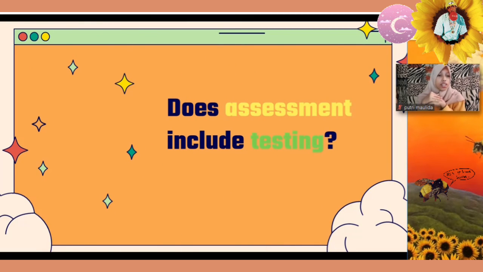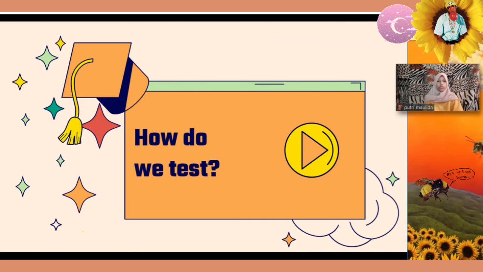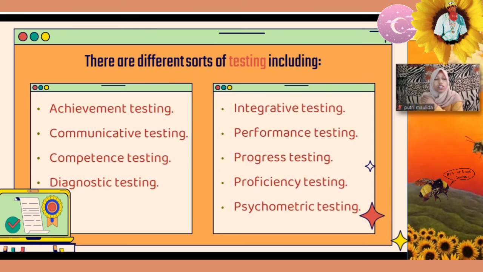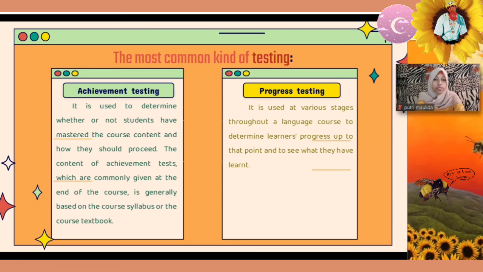And then, does assessment include testing? Yes, it does. That's already said by Brown, that assessment includes testing. How do we test? There are many different tests, including achievement testing, communicative testing, competence testing, diagnostic testing, integrative testing, performance testing, progress testing, proficiency testing, and psychometric testing. But the most common are achievement testing, progress testing, and proficiency testing.